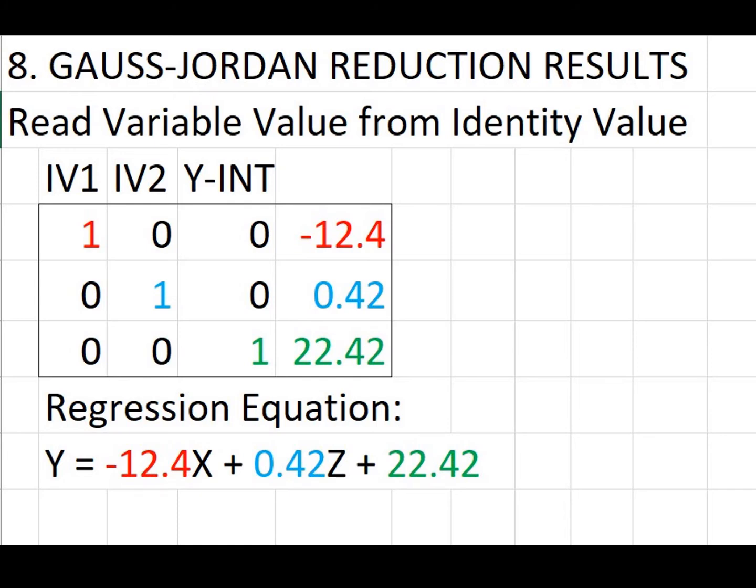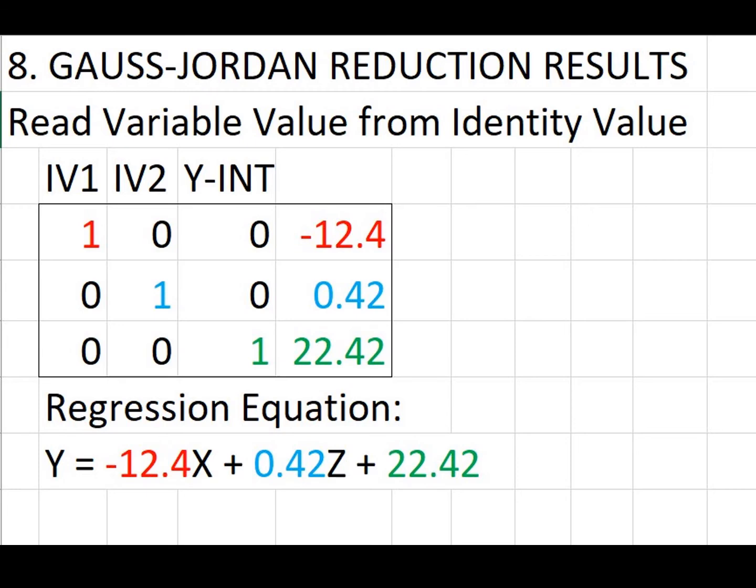So here we have the results of the Gauss-Jordan reduction method. You can see that we've got our identity matrix. We have a diagonal series of ones, and each of those colors is associated with the variables or the y-intercept that are in the columns. So this gives us, on the extreme right, the coefficients that go into our regression equation. We have a very simple regression equation. It has only 2 independent variables, but the principle applies no matter how many variables you have. You just end up with very complex matrices.